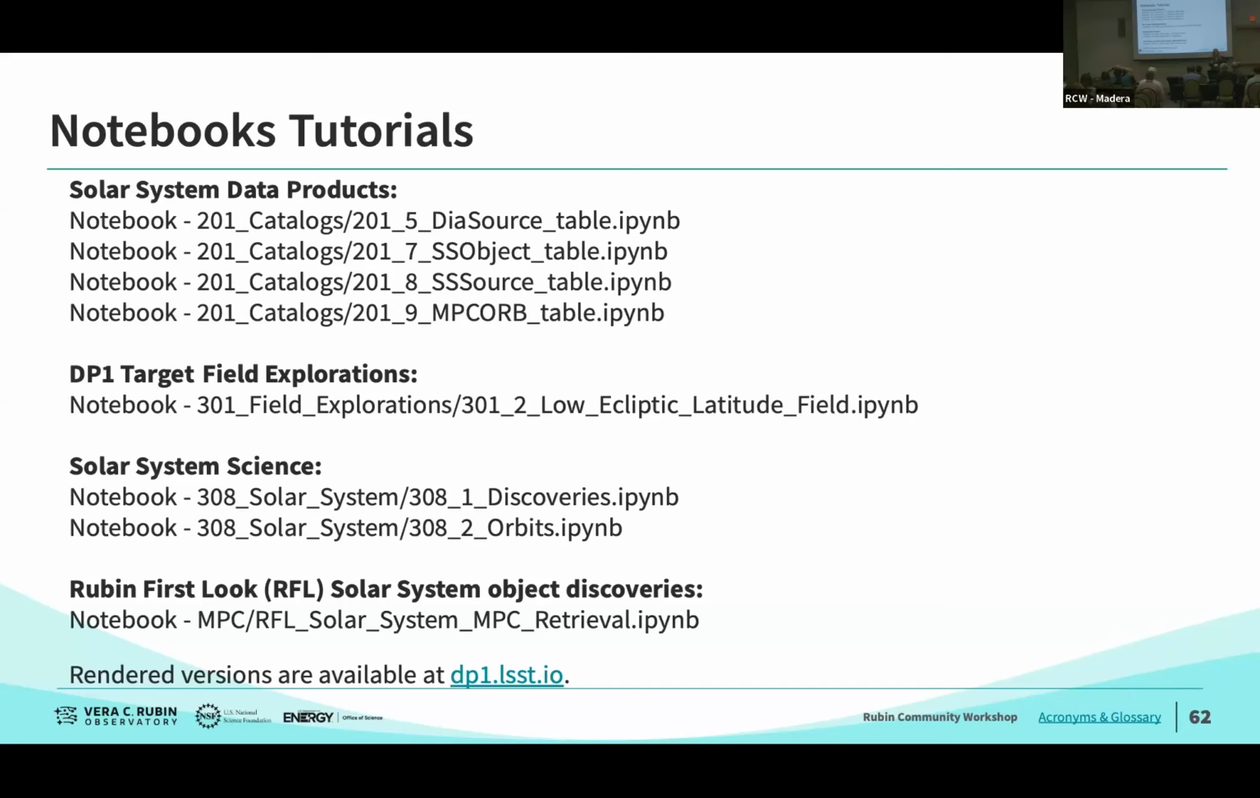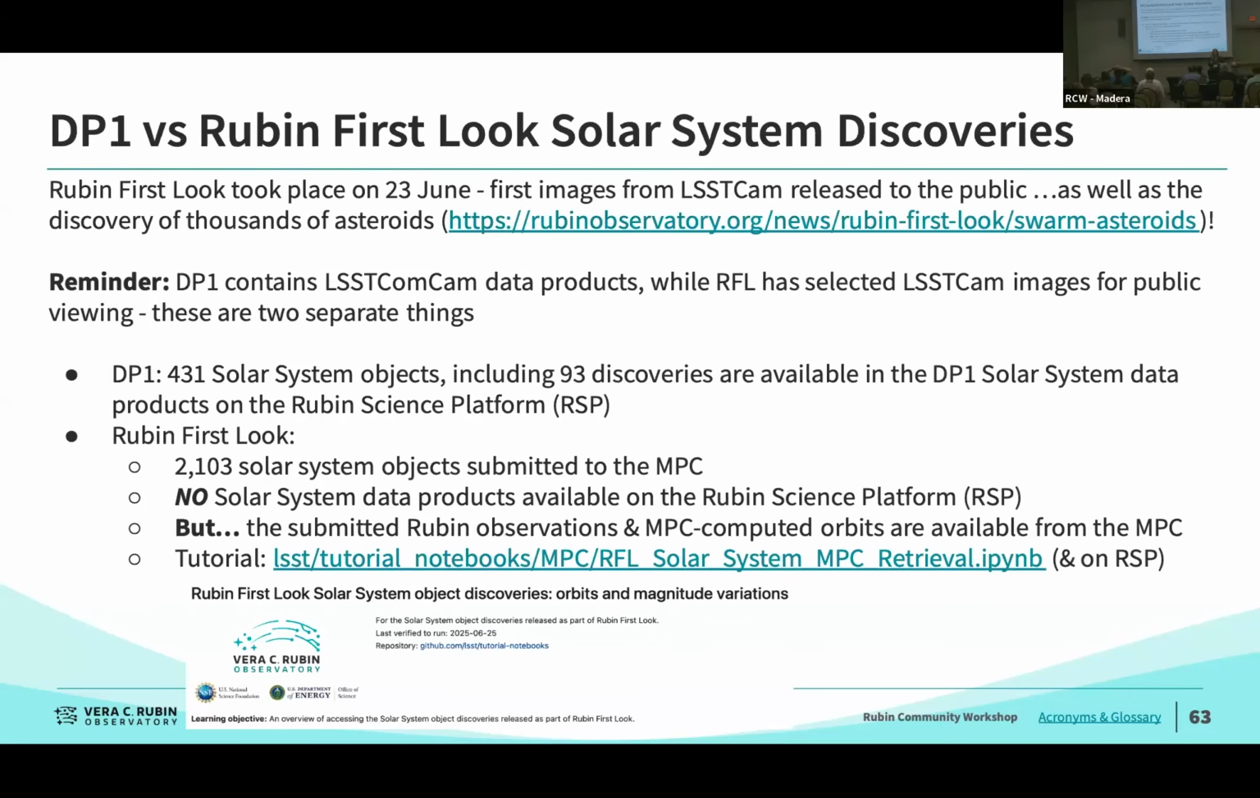So we had a question at the beginning of the session about these DP1 solar system discoveries and the Rubin First Look discoveries. They are two different things. Let me just talk very briefly about that because it's an important point that can easily get confusing. With Rubin First Look, of course, all the first images from LSST were released to the public, as well as these thousands of asteroids that Jelko talked about in the session this morning, with a great video that was made by the EPO team.